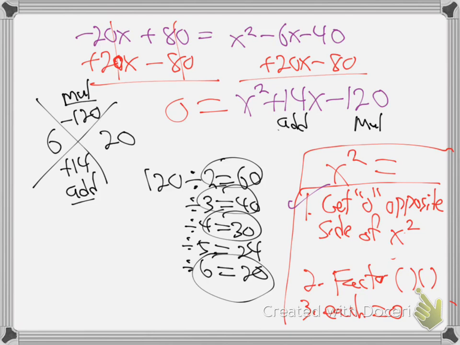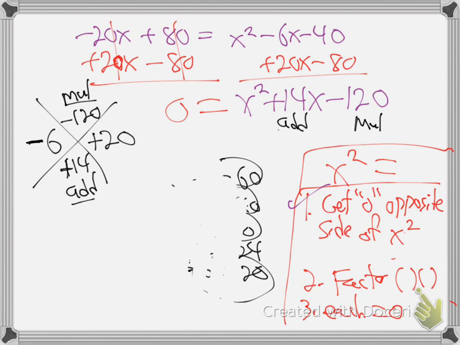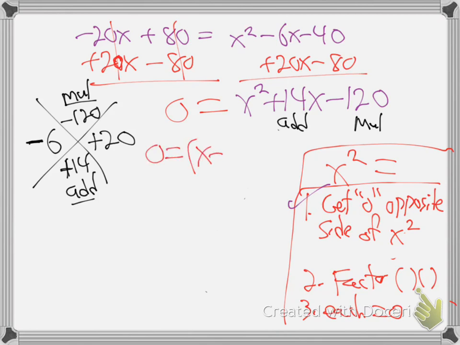And how do the signs go? Yeah, bottom bigger. Whatever sign's in the bottom goes on the bigger. So minus 6 plus 20 makes the plus 14. They multiply to be negative 120. So here we go. Now it factors: x minus 6, x plus 20. That's step two, factor. And then step three, set each one equal to 0.